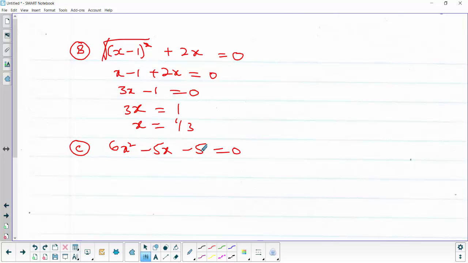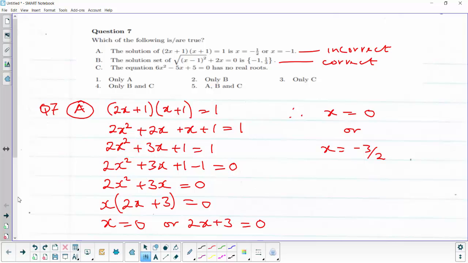So we can try to factorize this one. There is no way we can factorize this, because 6 multiplied by minus 5 is minus 30. So what are the two numbers that multiply to give us minus 30 and when we add them together give us minus 5? There is no way we can do it. Either we use 30 and 1, 6 and 5, 15 and 2, and so on. So therefore, this one has no real root. This one cannot give us a real root. So that is why we conclude that this statement is also correct. Let us go back to the question. So this statement is also correct.